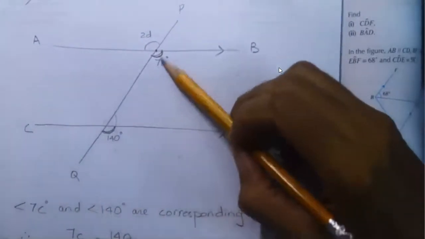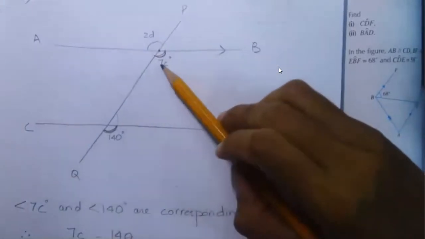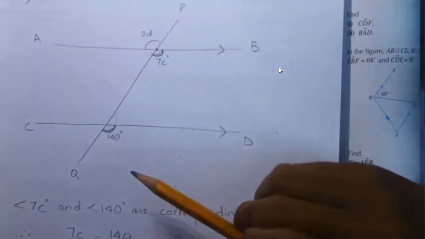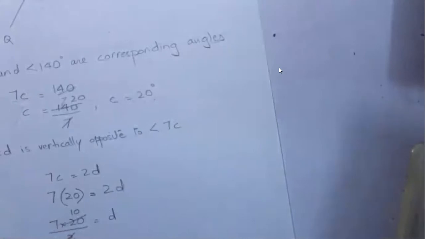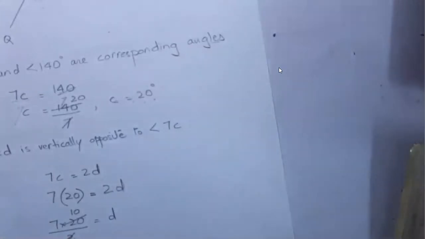Okay, so these are vertically opposite, right? So just keep things simple. 7C is equal to 2D, right? Yes, miss. Vertically opposite, right, Hanzala? Yes, miss. So what equation will you come up with? 7C is equal to 2D. And C is equal to 20, so we would make it 7 multiplied by 20.